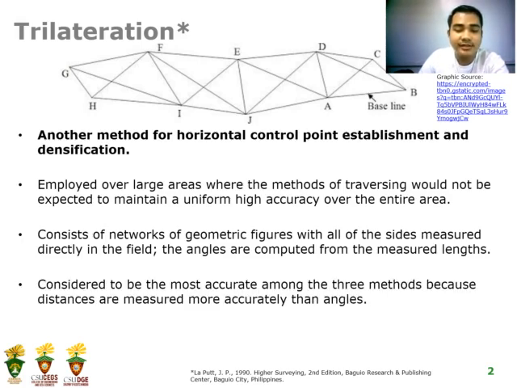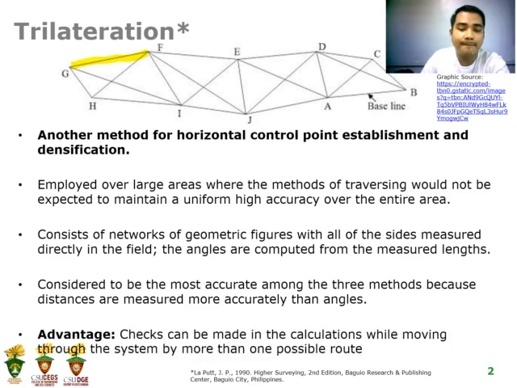So it is considered to be the most accurate among the three methods because distances are measured more accurately than angles. So we all know that sides are more accurate to use compared to angles, as long as it can be solved using cosine law. It is cosine law because using sine law would cause discrepancies. So an advantage of trilateration is that checks can be made in calculation while moving through the system by more than one possible route.